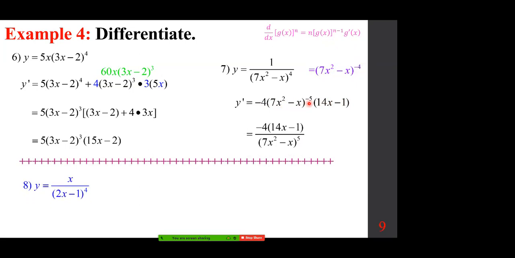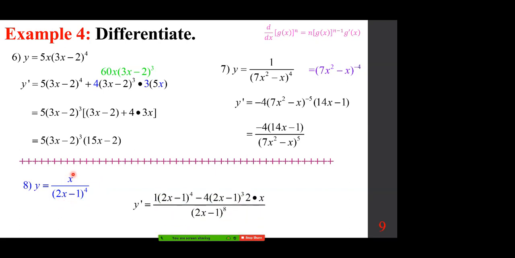All right. Quotient rule in conjunction with the chain rule. The derivative of the top is 1 times the bottom, minus the derivative of the bottom, which is 4 times (2x minus 1) cubed times 2, the derivative of the inside, times the top, which is x, over the bottom squared.